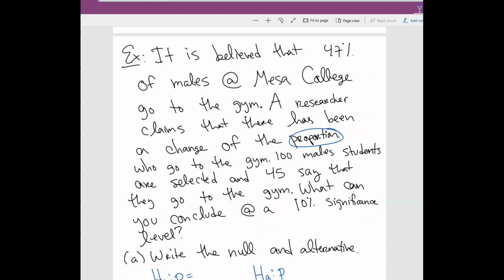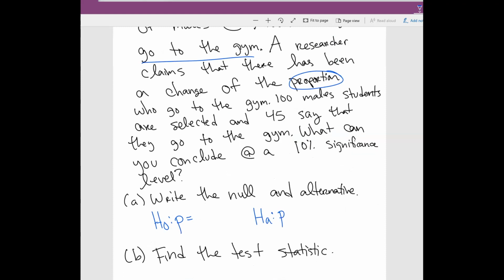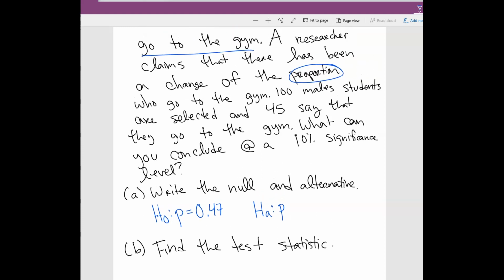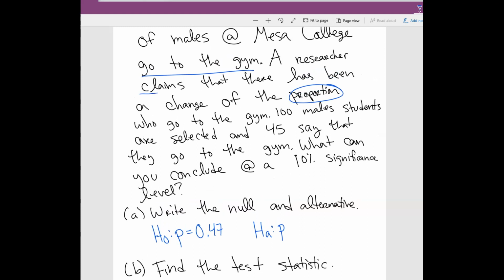It is believed that 47% of males at Mesa go to the gym. So that's basically what we know from the very beginning. We are establishing this as a truth. This is what we believe. Now, what are we really claiming? What is this researcher trying to figure out? A researcher claims that there has been a change of the proportion who go to the gym.